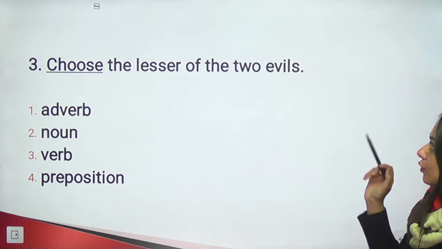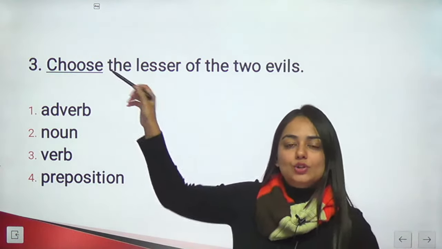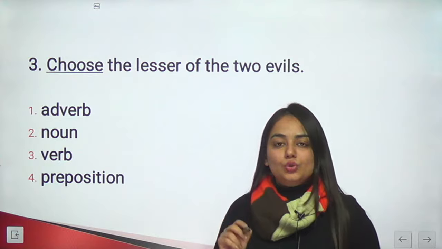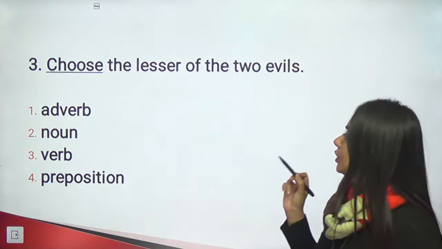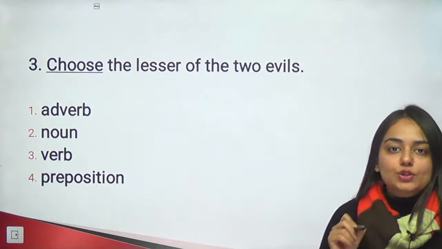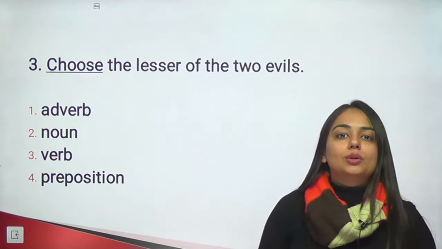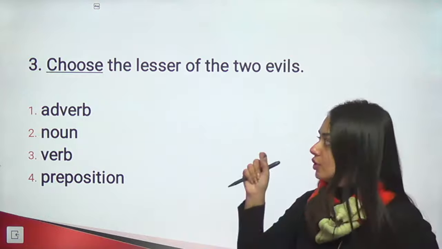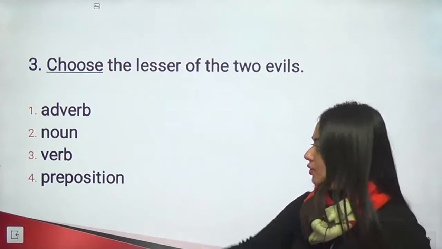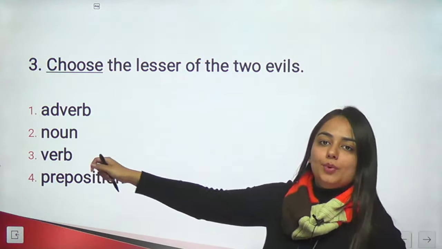Choose the lesser of the two evils. What is this choose? Choose the lesser of the two evils. Some action has to be done here. You have to do something. You have to choose, आपको चुनना है दो के बीच में. So this चुनना या फिर choose, it should be a verb. So the right answer is verb.